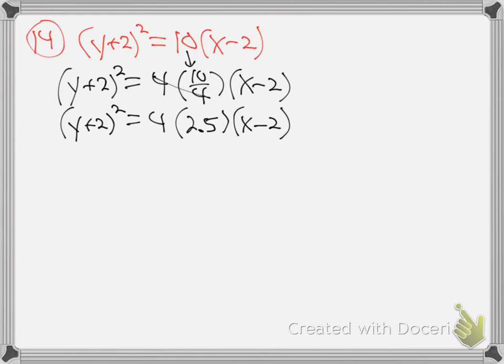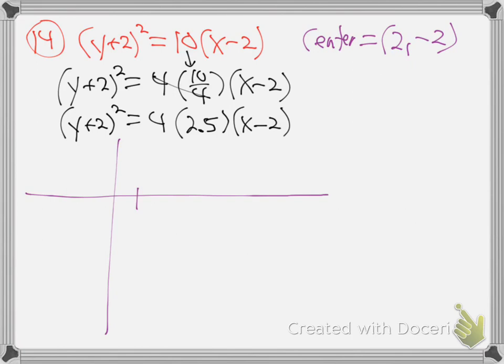Can you go to the graph and find the center? Center will be opposite, right? Opposite of what's next to x, opposite of what's next to y. So 2, negative 2 for the center. So put that on the graph. Right 2, down 2, right there. Over 2, down 2 is the center.